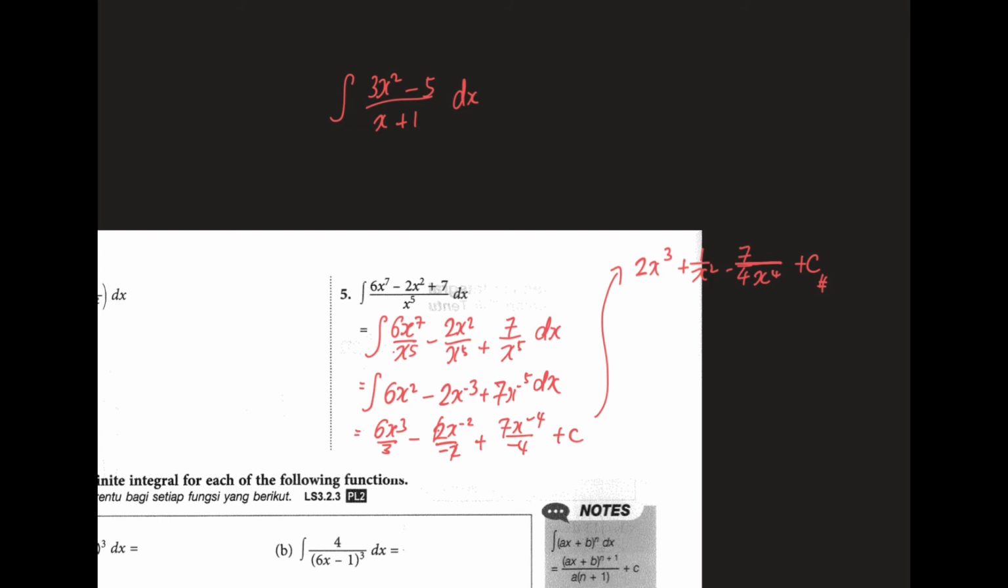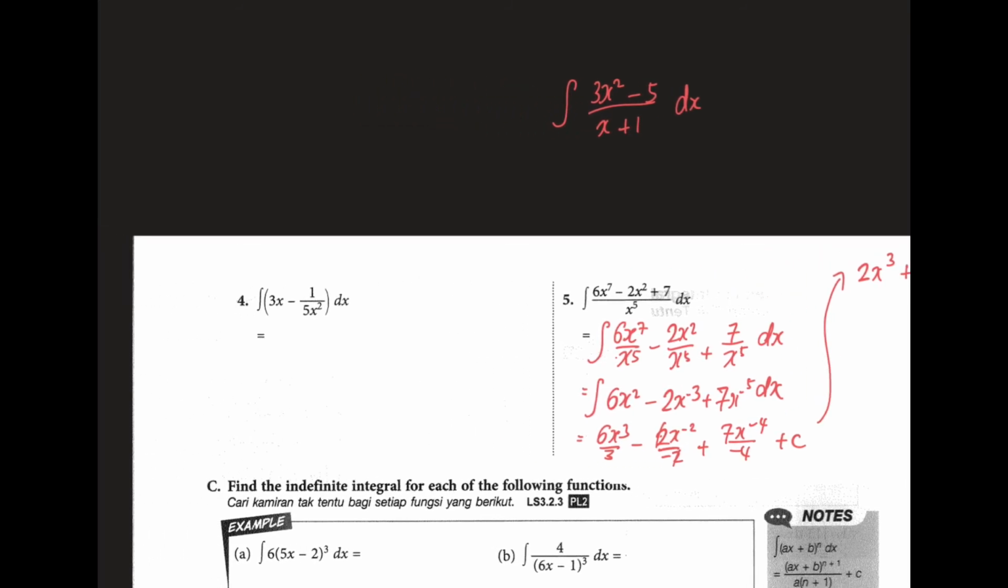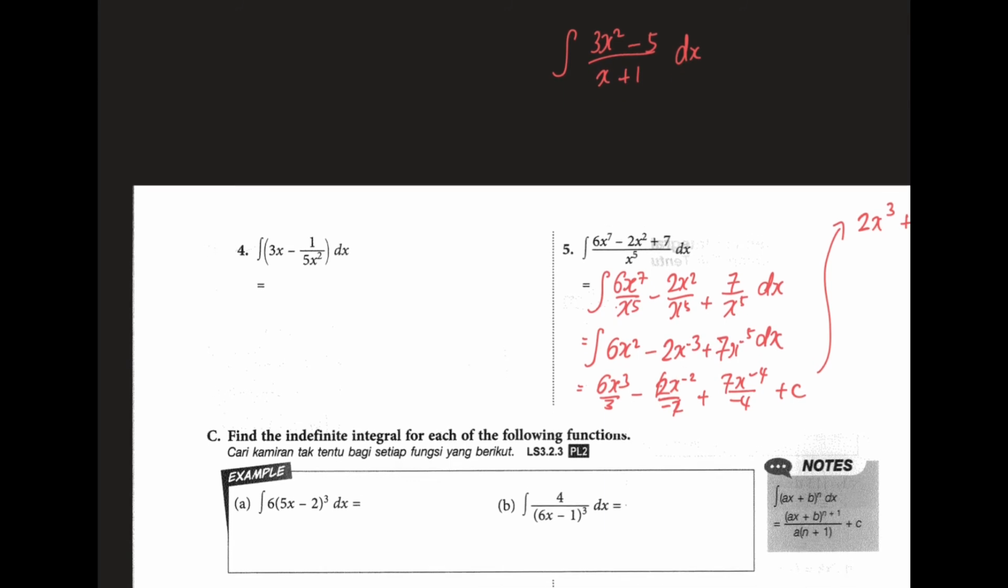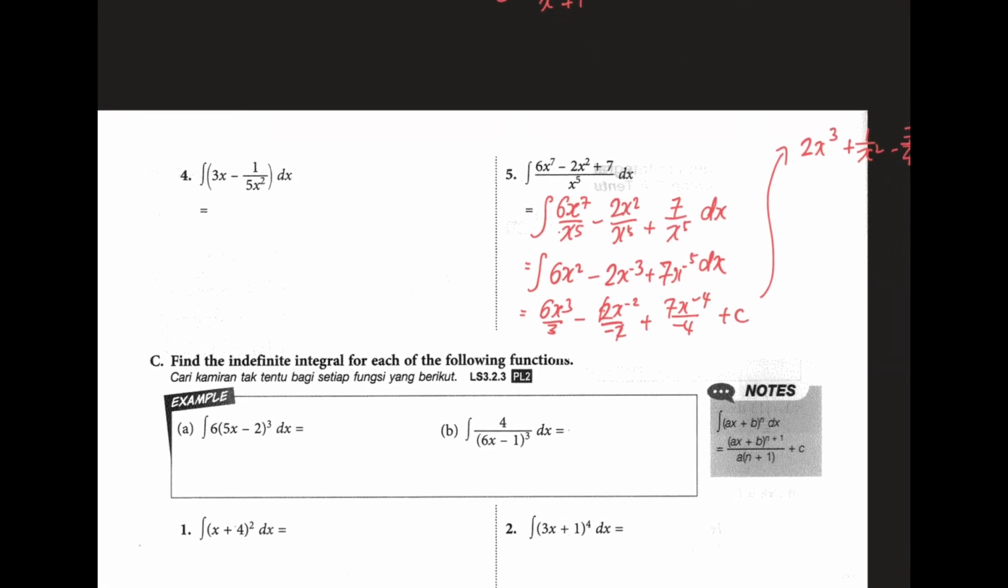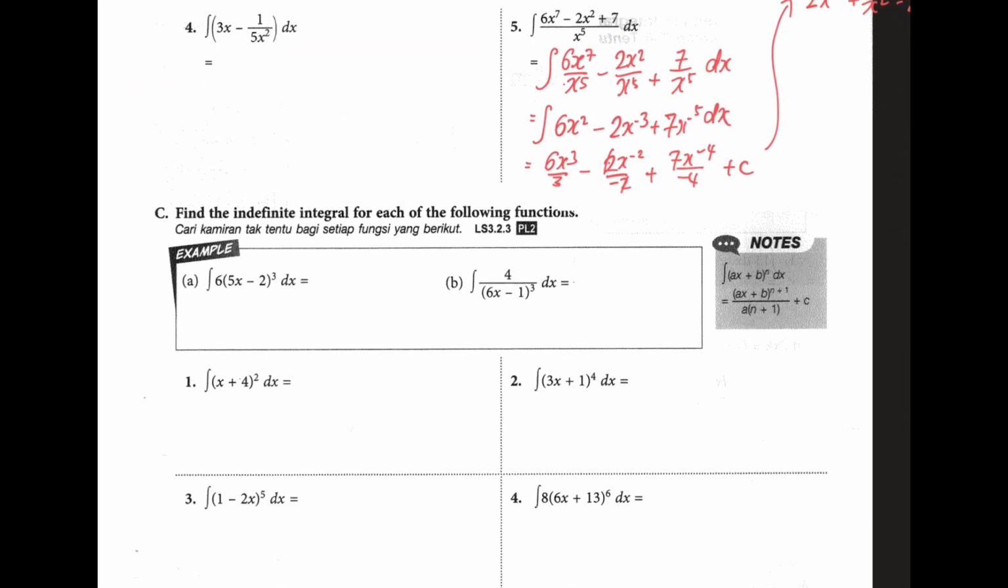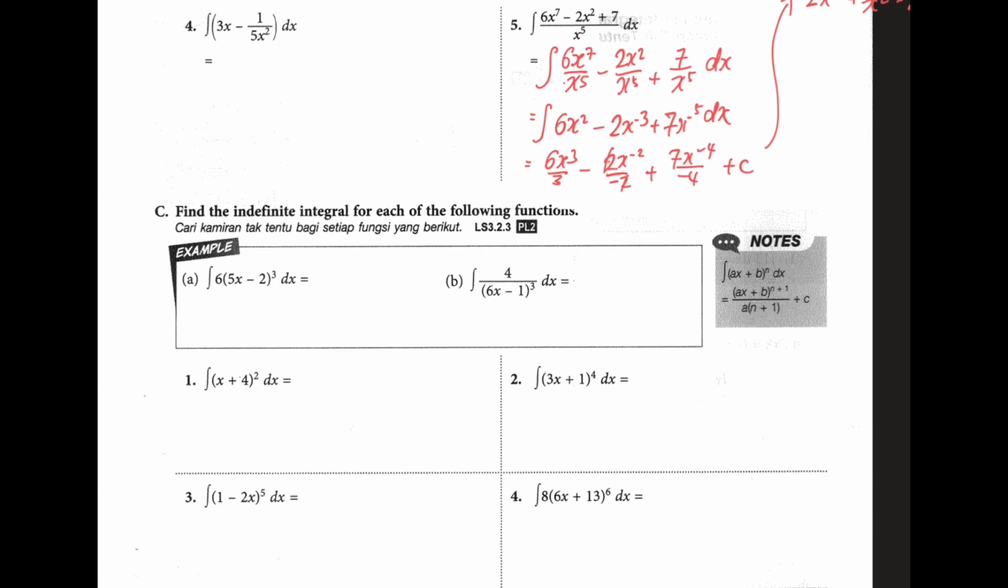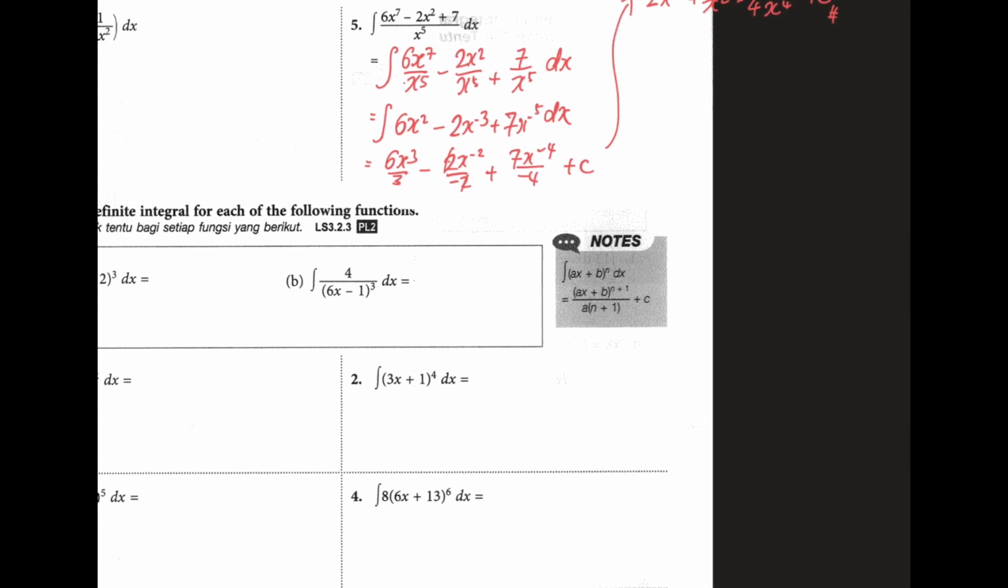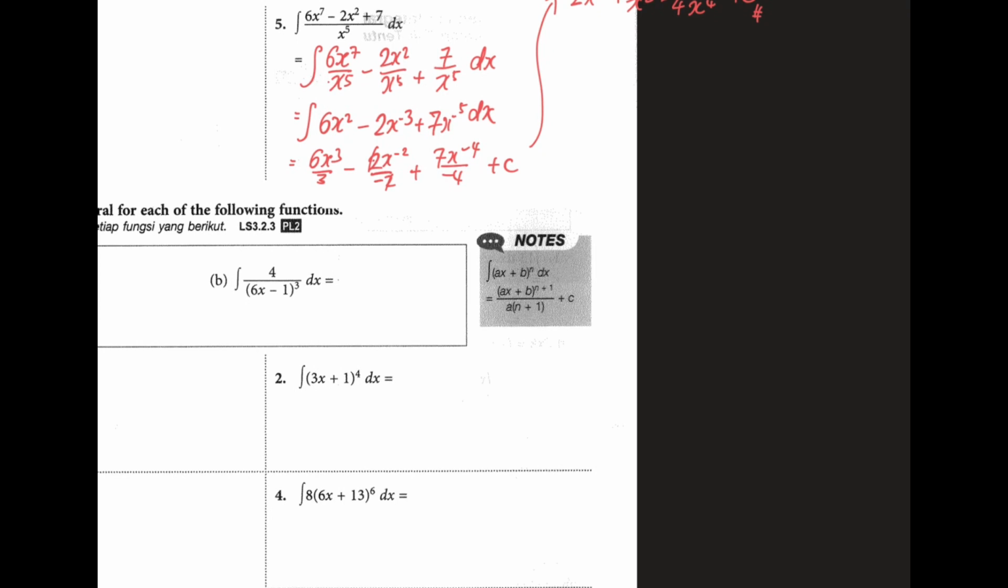Okay, so like that. Okay, let's see one more. Okay, one more, part C. Part C is the opposite of chain rule.